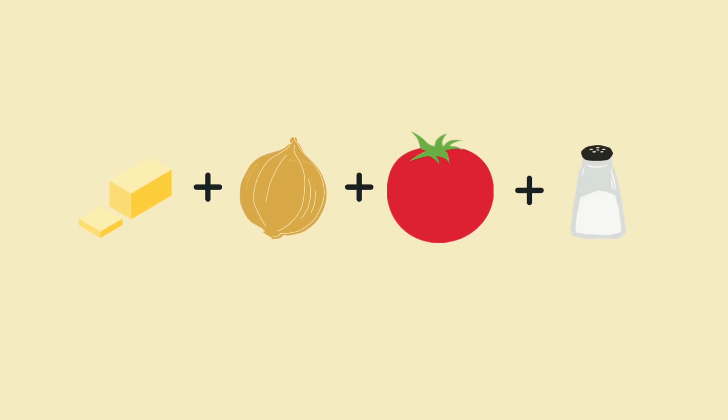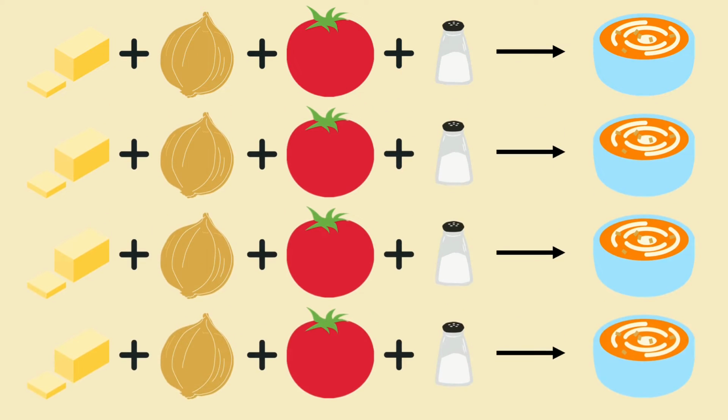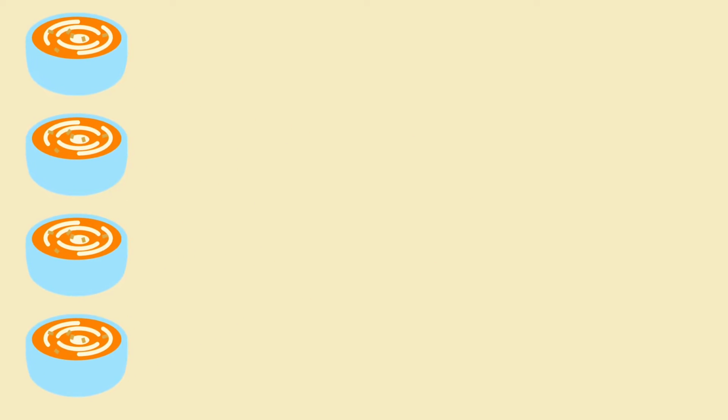Imagine a world where everyone loves tomato soup and knows how to make tomato soup. Butter, onions, tomatoes, and salt. If you follow this order and with the right ingredients, you'll be able to make the best tomato soup in the world. Across the globe, people make all kinds of tomato soup, but I always follow the same 4 essential ingredients in the same order.